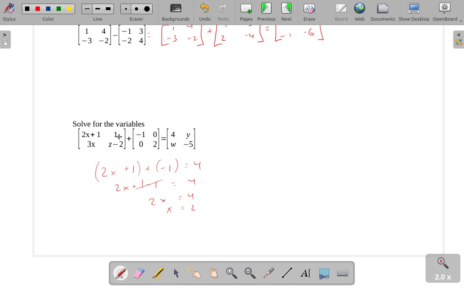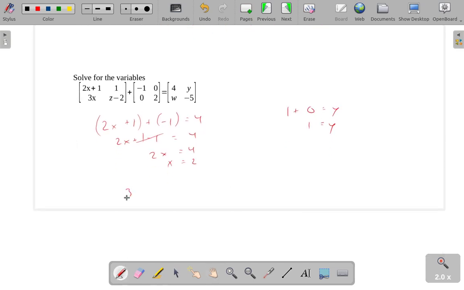If I wanted to look at this entry, 1 plus 0 equals y. That one's pretty easy to solve. It's already solved. 3x plus 0 equals w. We already know that x is equal to 2. That had to be the case from up here. So this is 3 times 2, which is 6. So we get w equals 6.